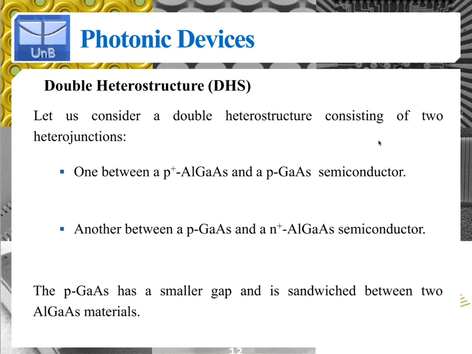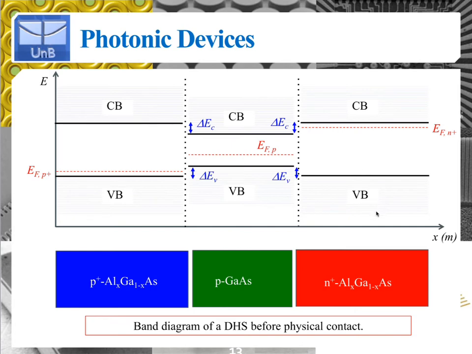Okay, but then there's the other junction, which is a junction between the p-type gallium arsenide, this material here, and an n-type heavily doped aluminum gallium arsenide material. So on the same device you have another junction between this middle material and the material on the right. The material in the middle we've seen is a p-type gallium arsenide, which is lightly doped. On the right we have again heavily doped n-type aluminum gallium arsenide material.